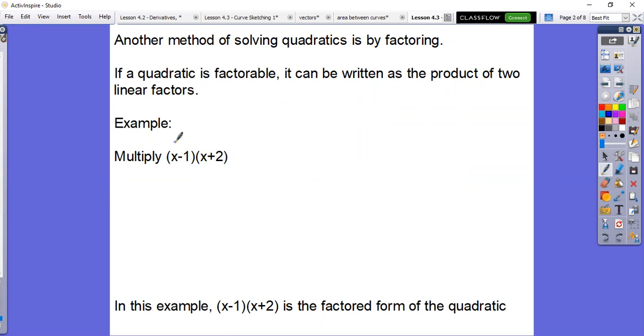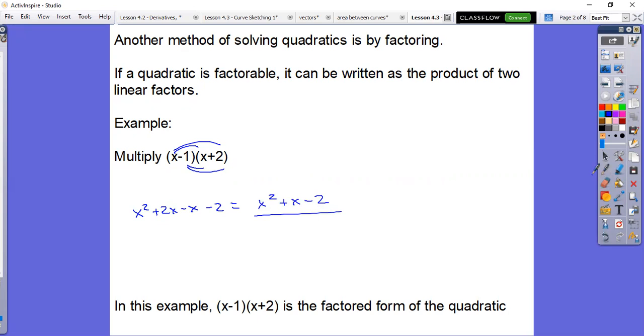Just to show you that this is a quadratic, if we were to actually multiply this out, like we've done before, this is going to be x squared plus 2x minus x minus 2. So this would simplify to x squared plus x minus 2. So this is the factored form of this quadratic.